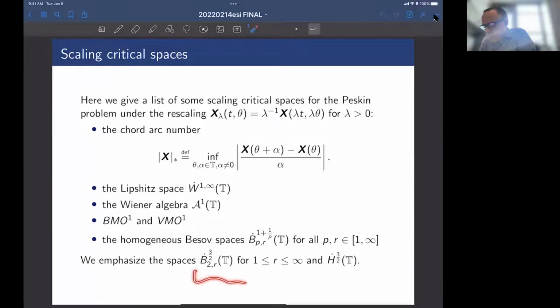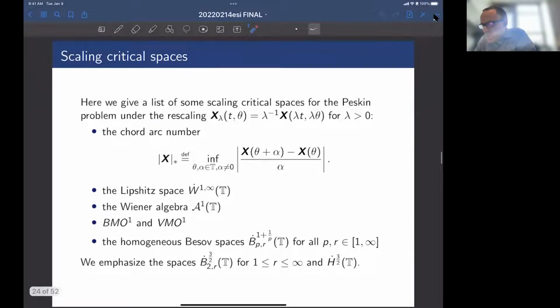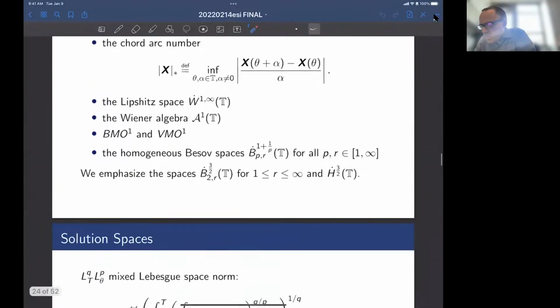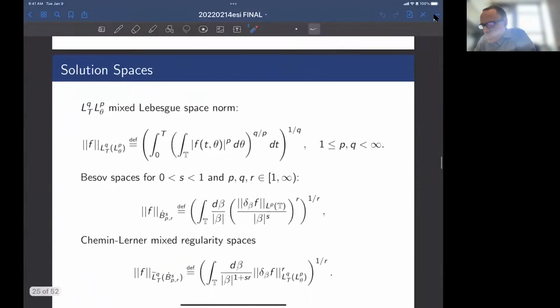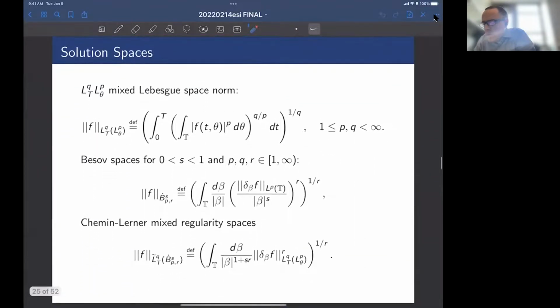And we emphasize the role of the spaces B dot 3/2 2 R and H dot 3/2 due to their L2 structure. So these are scaling critical spaces for this problem. And so I'll tell you some solution spaces for us in this result.